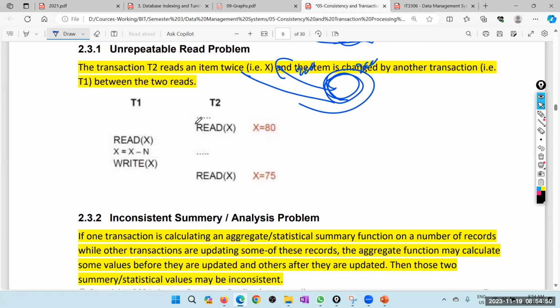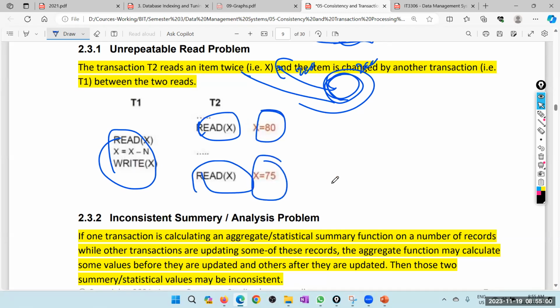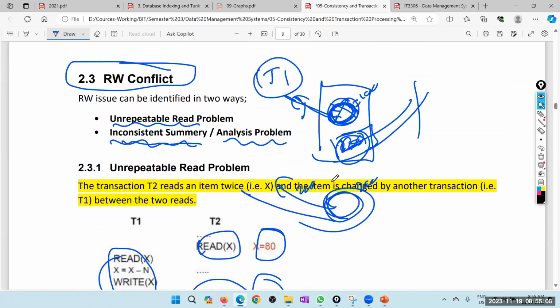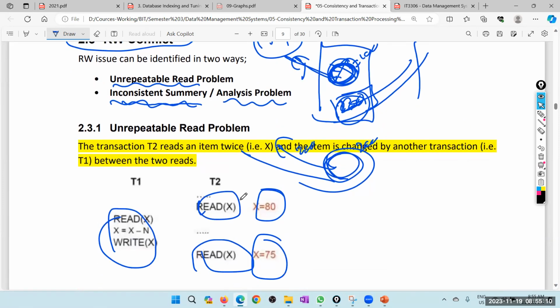So transaction 2 reads it. Now transaction 1 has written this value. Now again transaction 2 reads it. Now you get a different value. Inconsistent summary, unrepeatable read, analysis problem. So that is the read-write issue. First you read, then the other transaction has written. Or very precisely, you can say a read-write-read issue. But we just say read-write issue.